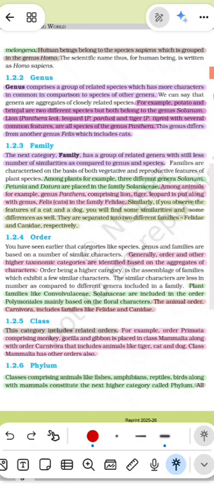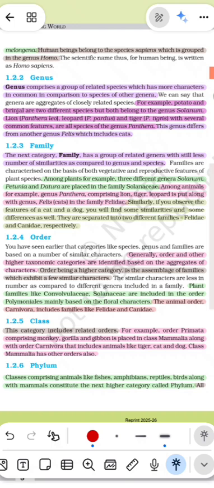Together form order. Order being the higher category, an assemblage of families. So this is the definition here. We should underline here: order being the higher category assembles the families which exhibit few similar characters. The similar characters are less in number as compared to different genera in a family.